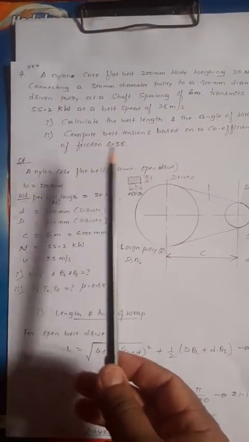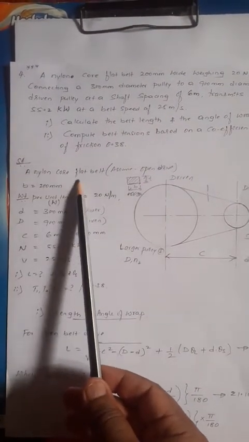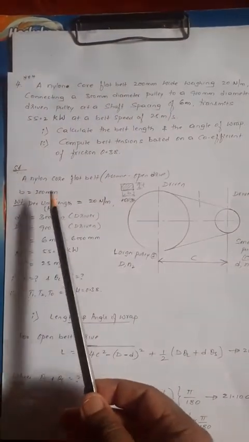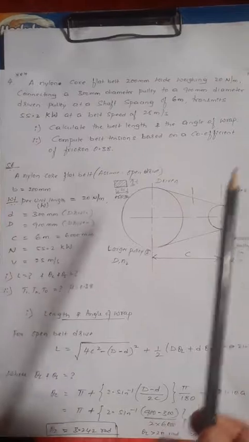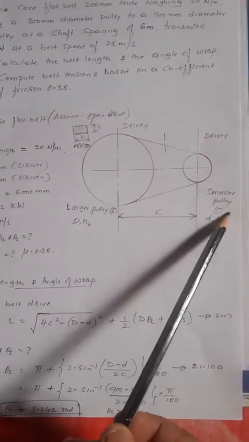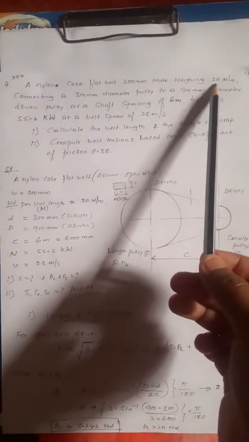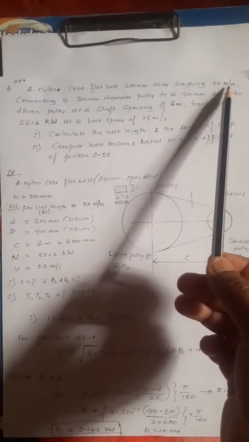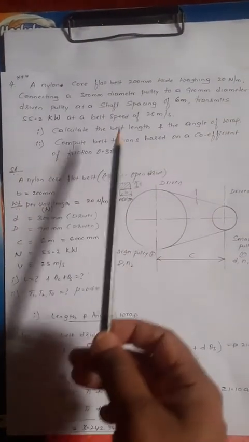Assume it is an open drive. The belt is made up of nylon core, 200 wide. Breadth is given as 200 wide. It is better if you also draw a sketch of a flat open belt system with the notations. 200 wide means the breadth of the belt, the width of the belt, is given. Weighing 20 Newton per meter: weight per unit length is given as 20 Newton per meter.